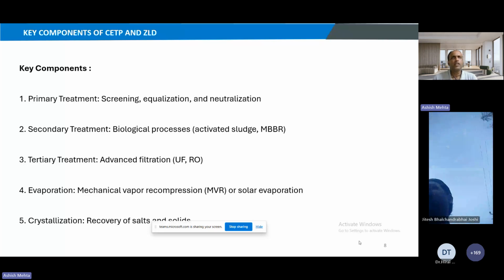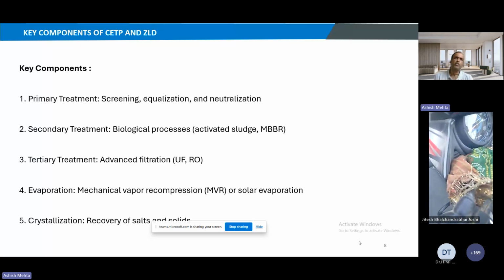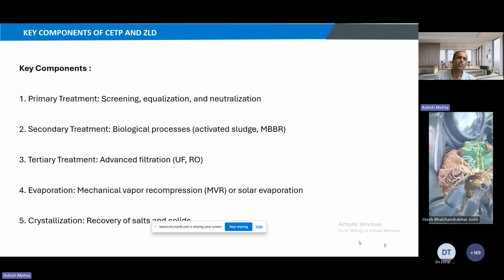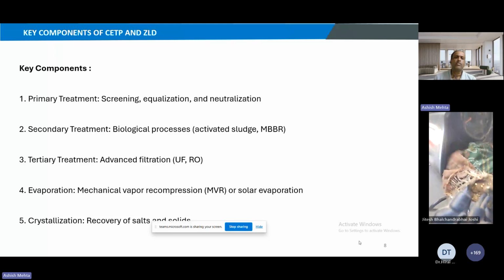Here we are basically removing all the impurities, including the dissolved solids. After this, there is a process of evaporation. So whenever we get into the tertiary treatment, after that we generate an amount of reject.